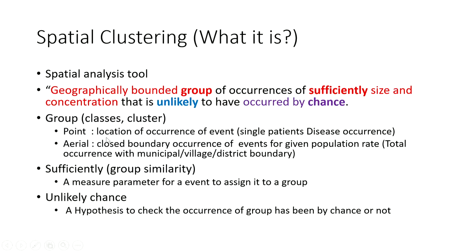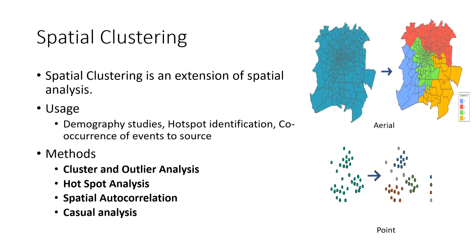Whenever we say group, it is basically a location of occurrence of the event. So it means a single patient disease occurrence, as we have seen in the John data sets, and the areal data set, basically the recent COVID data sets. Those are two different data sets, and we would like to know the grouping of those points based on spatial or areal units: whether there are a sufficient number of groups, or sufficient number of members in these groups, and whether those groups have occurred randomly or not. That is basically the job of any spatial clustering.